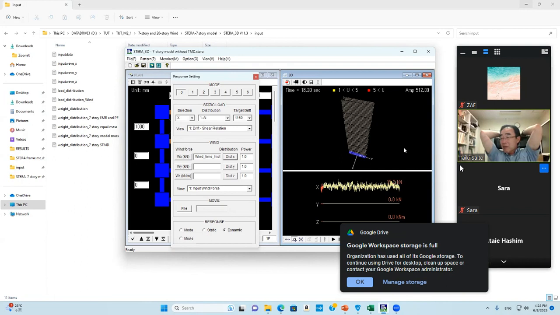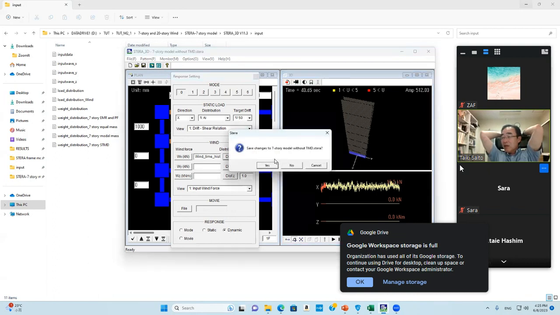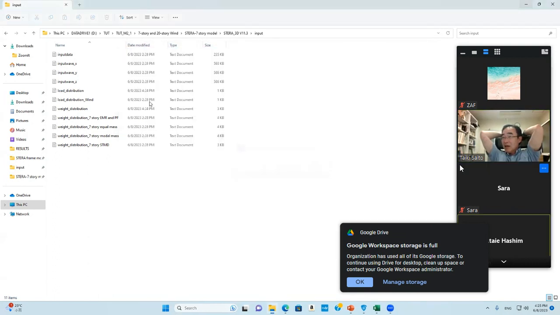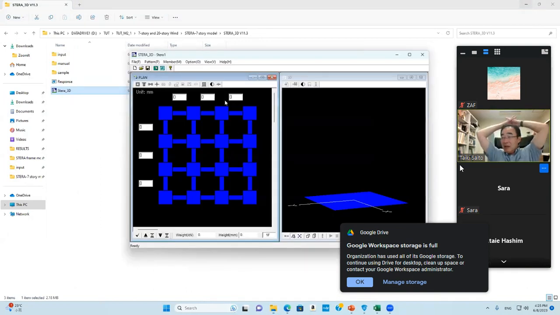Maybe this is because this is a lumped mass model? Maybe in the past, did you apply this on the lumped mass model or not? How about the ordinary frame? On the frame model it works. In case of the frame model, it works. Yes, okay. But the lumped-mass model, it doesn't work.